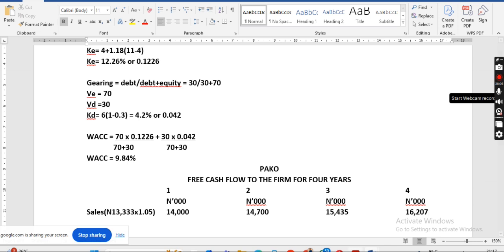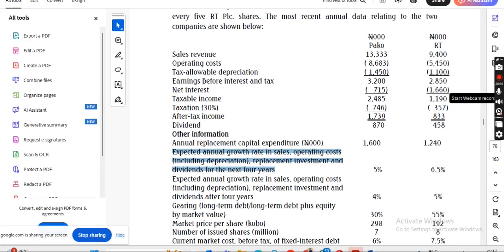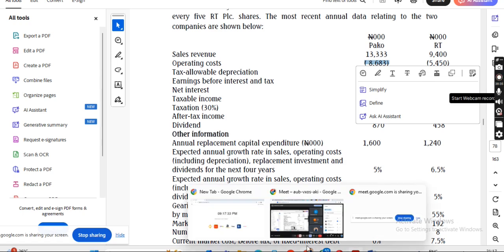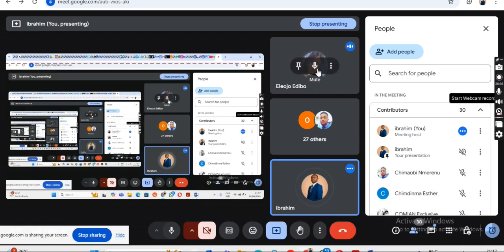Now, from the question given to us, we need to go back, right? We need to do what? We need to go back. What is the operating cost? The operating cost is this, right? Ideally, we were supposed to grow this operating cost by 5%, but there is a clause here. What is the clause? That operating cost includes depreciation.